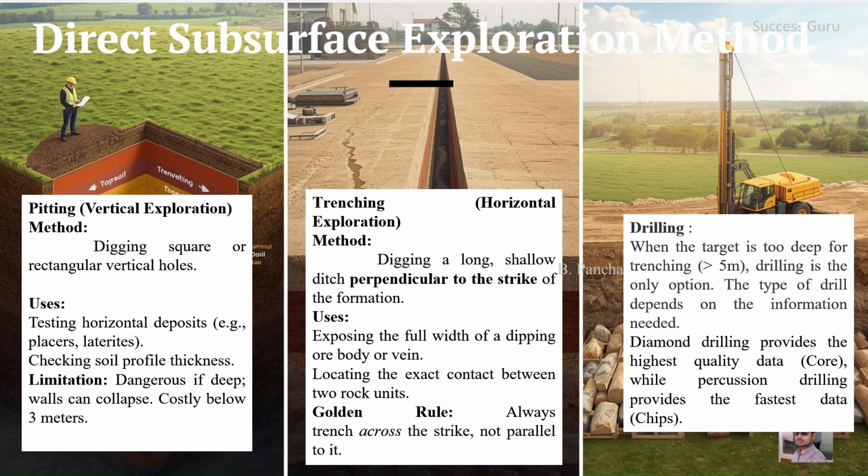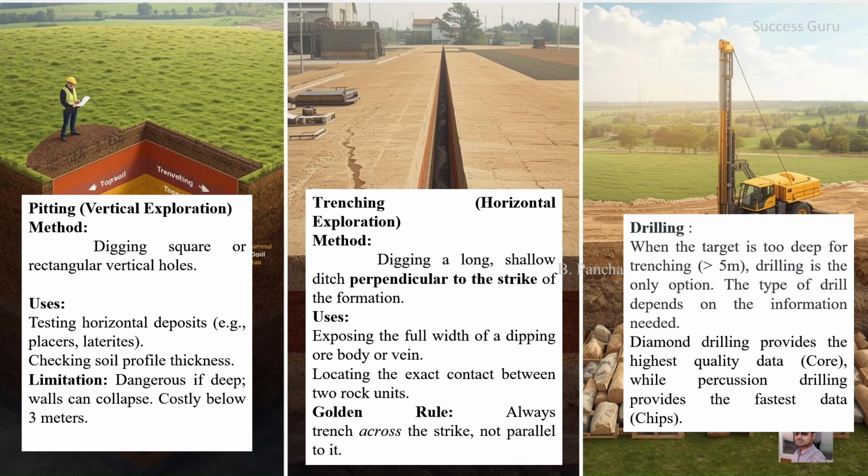Okay, and there are so many types. Some of the examples are the diamond drill, where you can get the complete rock as a core, and also percussion drilling, where you can get only rock samples, just like a chip sample. Okay, so these are the three direct methods of subsurface exploration.